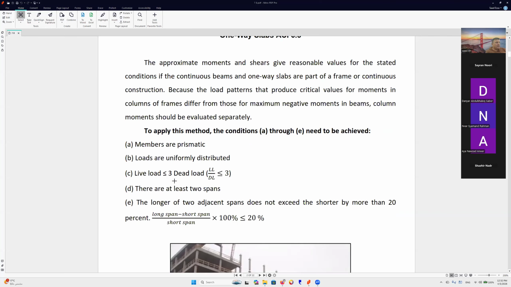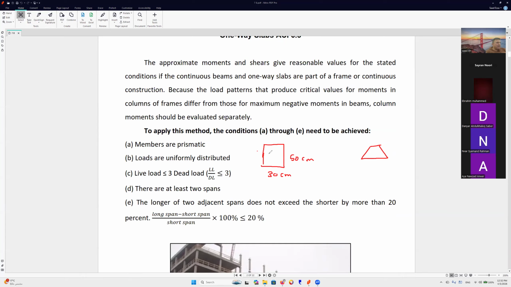Here the approximate method assumes that the members are prismatic, so we have no change in section. For example, we have 30 centimeters by 50 centimeters. We don't have a section like this one, which is the non-prismatic one.